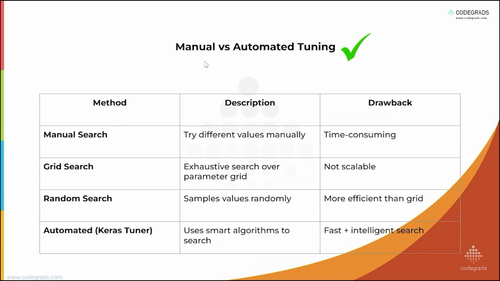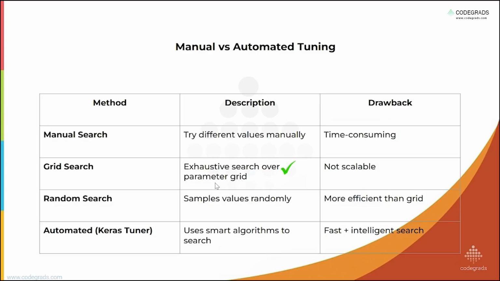Now, manual versus automated tuning. If we are using the manual search method, we try different values manually. If we want five layers in our network, then we give the value five. It is generally time consuming, which is the main drawback. Now if we use the grid search method, it is an exhaustive search over a parameter grid.